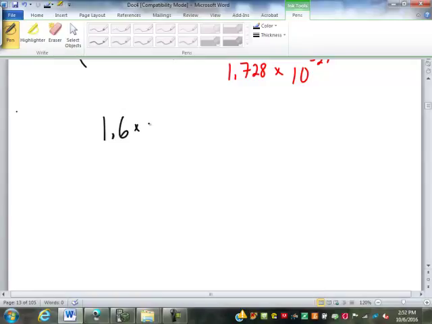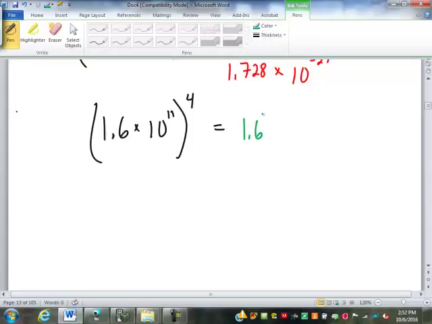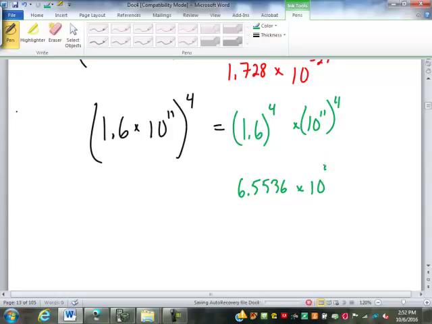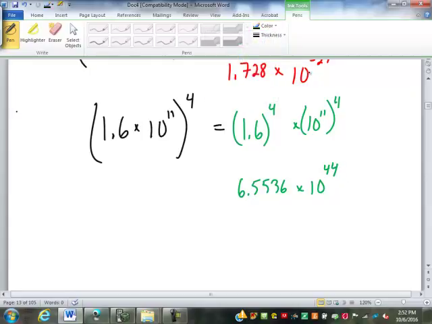Okay, so let's say we have 1.6 times 10 to the 11th to the power of 4. What are we going to do there? Take 1.6 to the power of 4. 6.5536, okay. Then you take the 10 to the 11th to the power of 4. 11 times 4 is 44. You got it, 10 to the 44. Any questions?